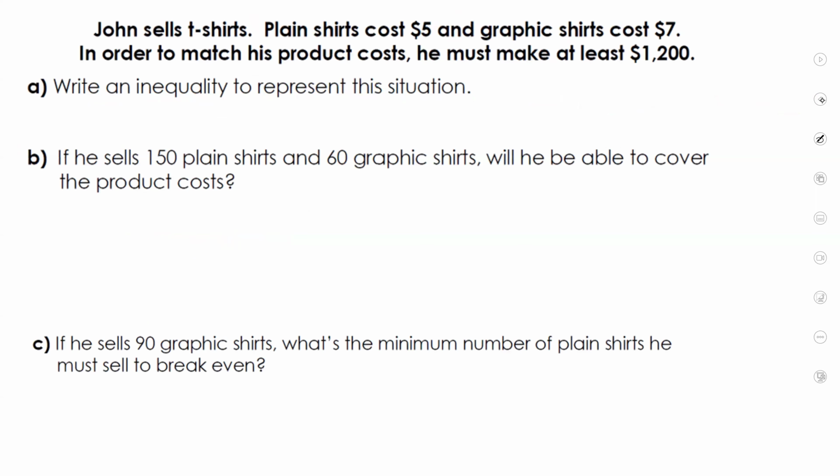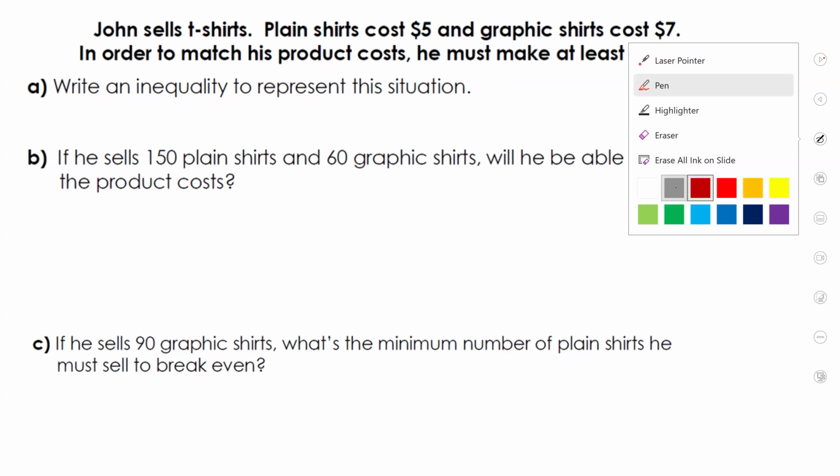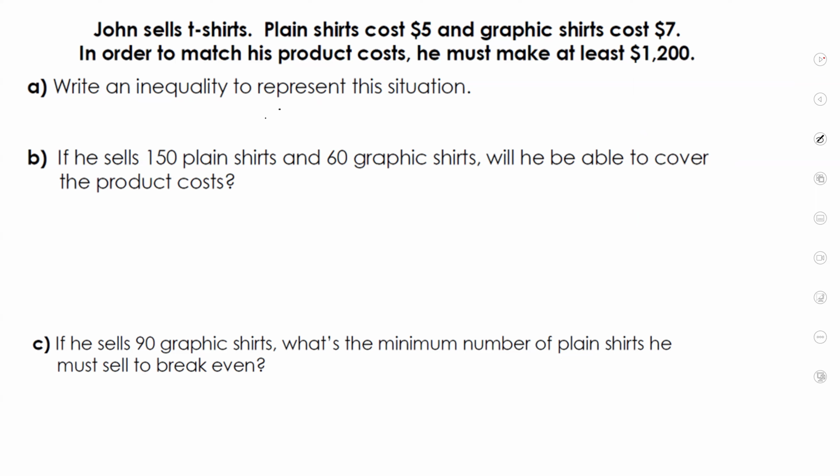Next, let's talk about a word problem involving inequalities. So it says John sells t-shirts. Plain shirts cost $5 and graphic shirts cost $7. So basically, it's $5 for every plain shirt. I'm going to let X represent plain shirts, and let Y represent the number of graphic shirts. And $7 for each graphic shirt.